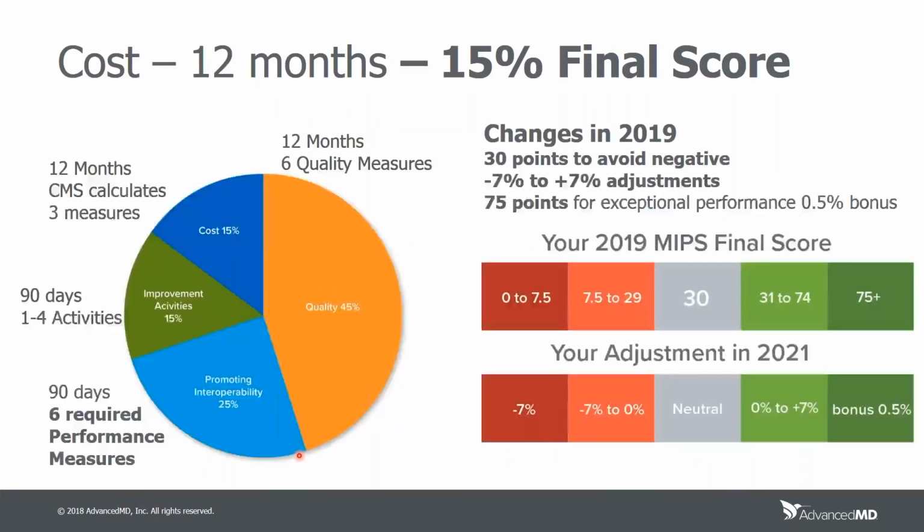So a quick review of what we've covered so far. The biggest changes: we've got huge changes in promoting interoperability. They've made it a lot more simple. There are only 6 required performance measures now. And the biggest changes are that 30 points are going to be needed for your score, and it's a -7 to +7 in your adjustments. So those are the biggest things that have changed for 2019.